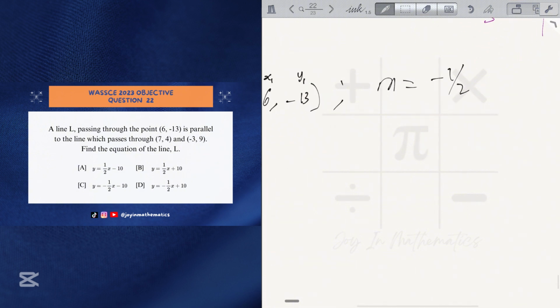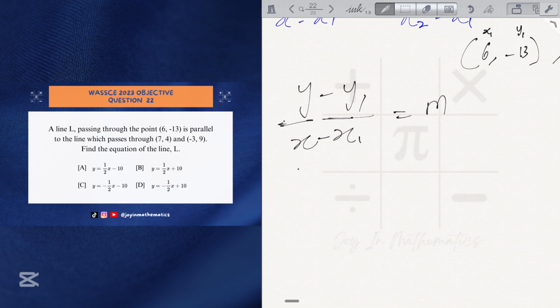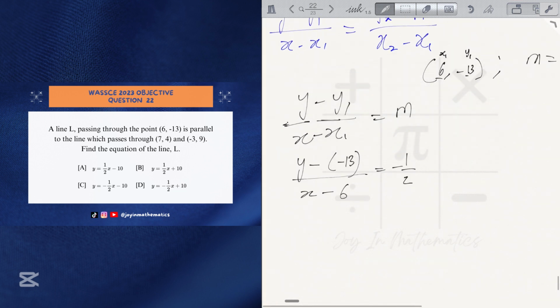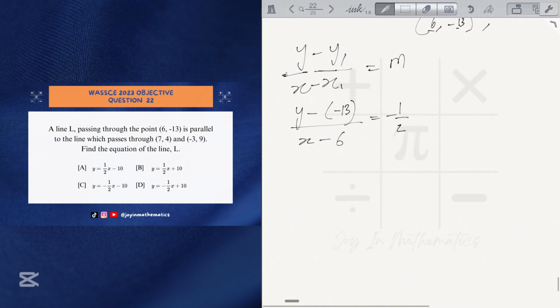So simplifying further, let's make our substitutions, right? So this will be y minus y1, which is minus 13, divided by x minus x1, which is 6, and the gradient is minus 1 over 2. So now we want to find the expression of y given this. So this will result into (y plus 13) divided by (x minus 6) is equal to minus 1 over 2.